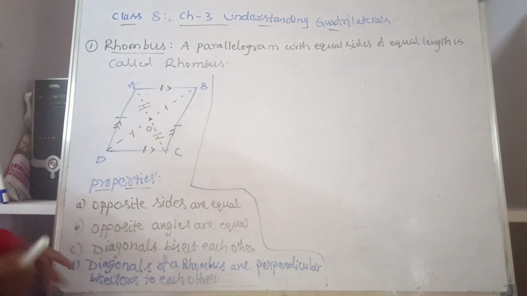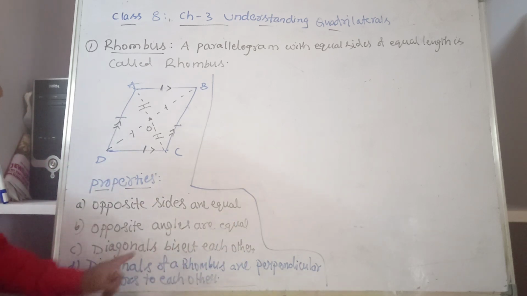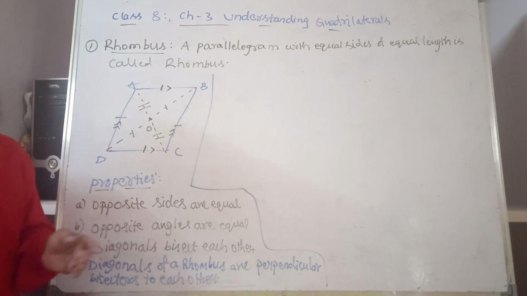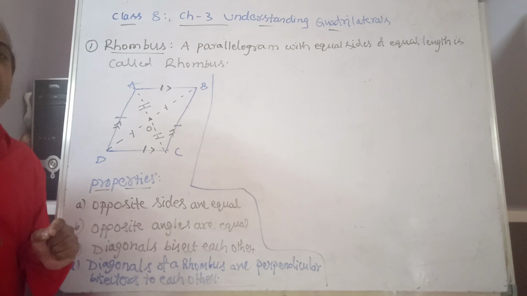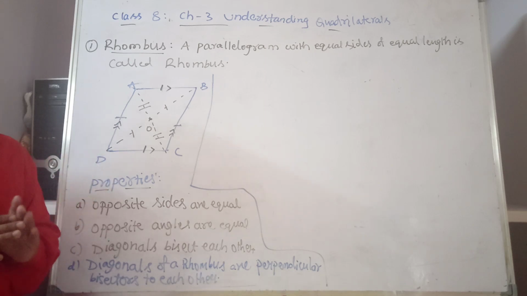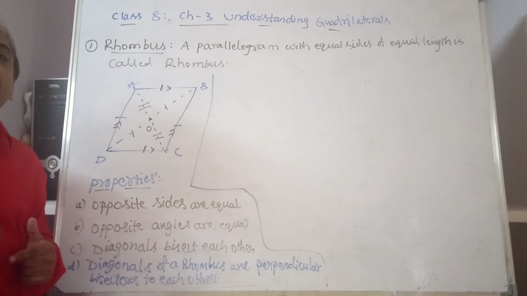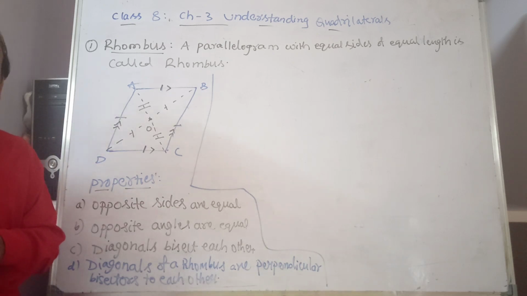Now, the diagonals of a rhombus are perpendicular bisectors to each other. What is the meaning? Perpendicular means where they are meeting, the two lines will be perpendicular, meaning the angle is 90 degrees. So it divides into two equal parts, as well as the angle will be 90 degrees.